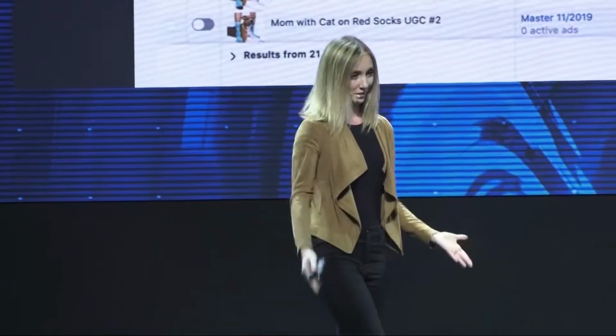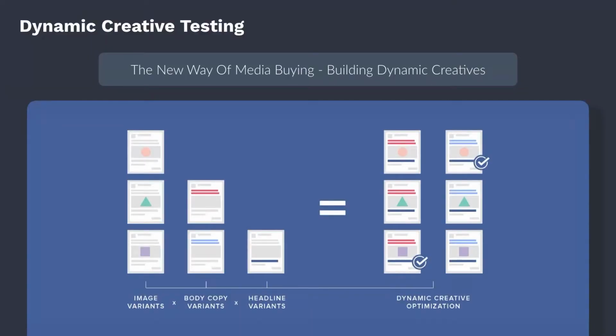So the new way of creative testing, and what I've been leveraging in all my ad accounts, was dynamic creative. So uploading all the different variations, but it's all within one ad. And then Facebook is dynamically testing each variation against each other to find which combination is going to perform best for your audience.